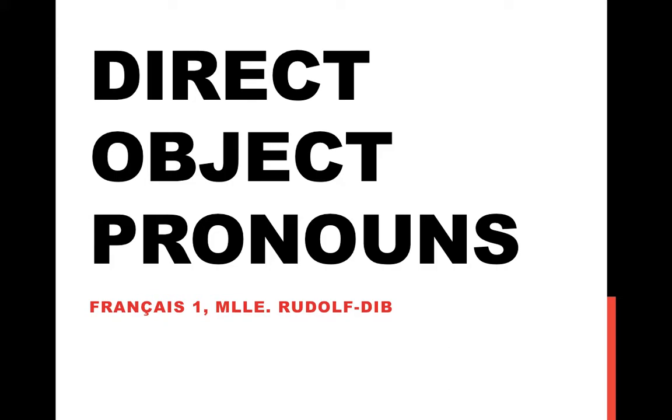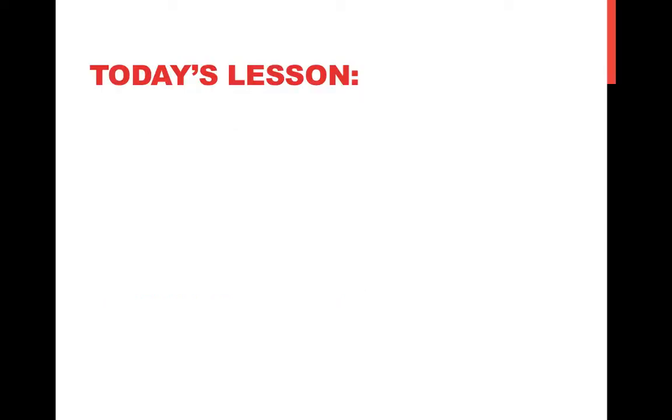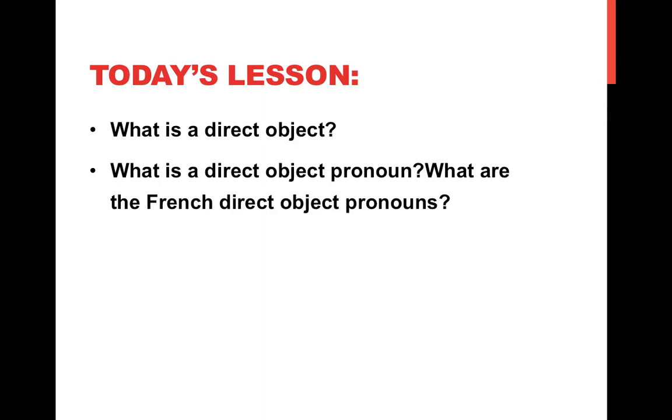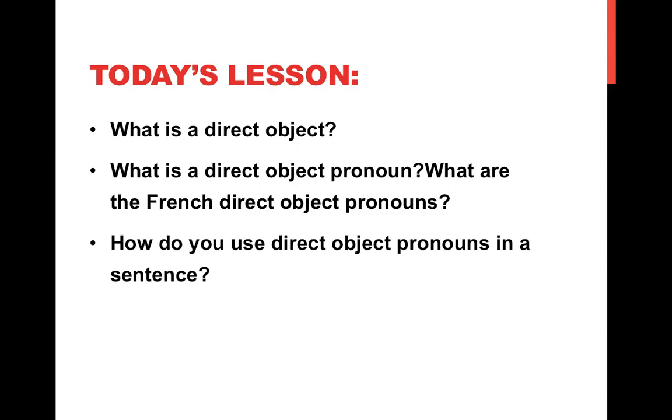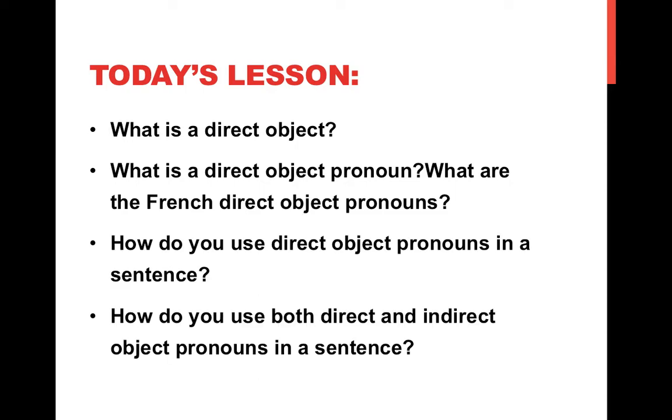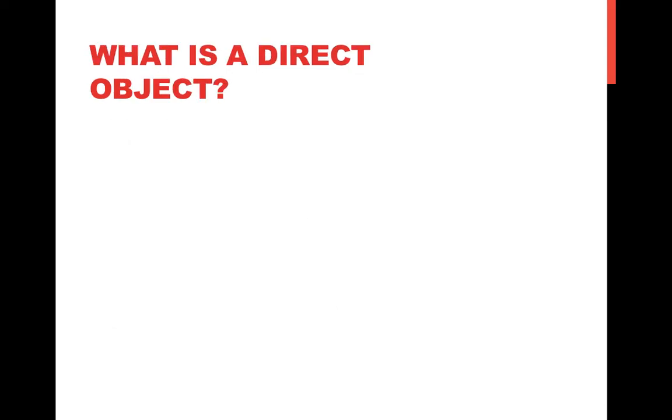Welcome to our second video about object pronouns. Last time we talked about indirect object pronouns, and this time we are talking about direct object pronouns. It will be a very similar format to the last lesson, talking about what a direct object is, as well as what a direct object pronoun is and what they are in French, how we use them in a sentence, and then we're going to get crazy and try to use both direct and indirect object pronouns in a sentence. So let's start off.